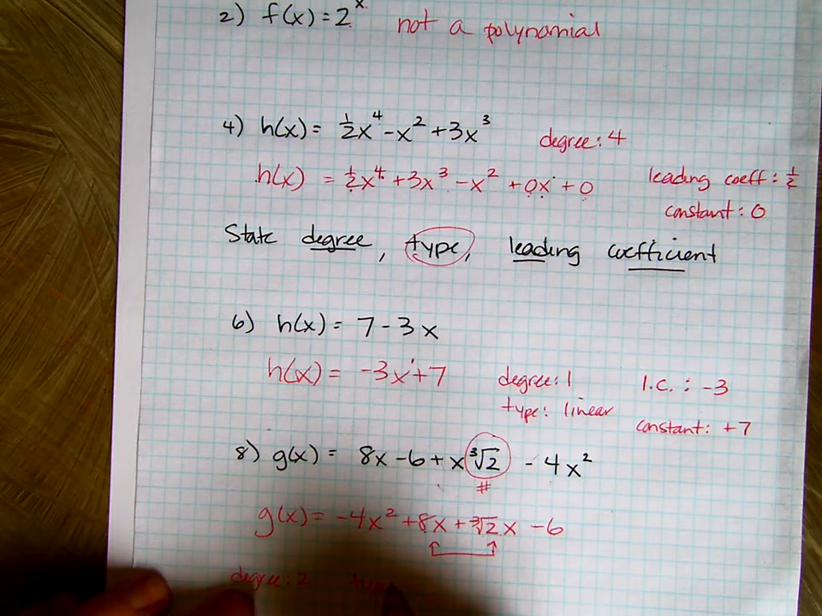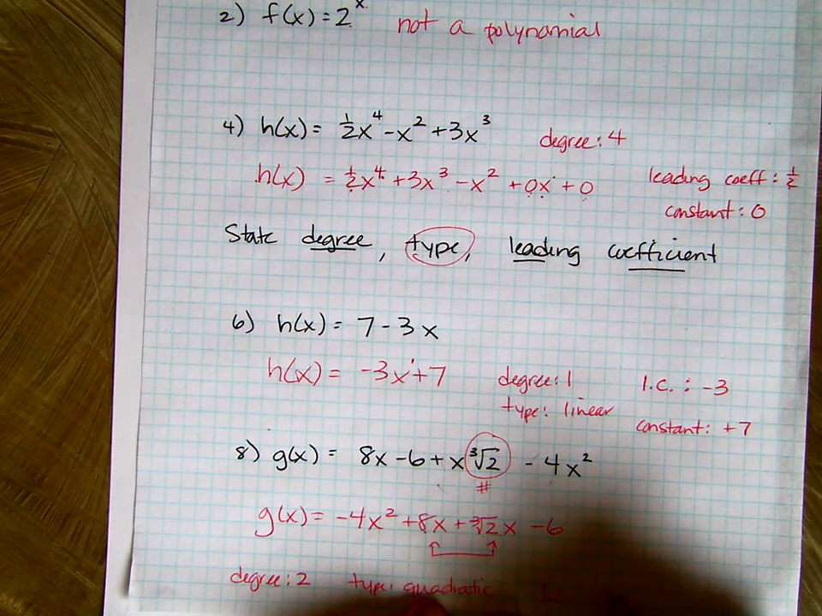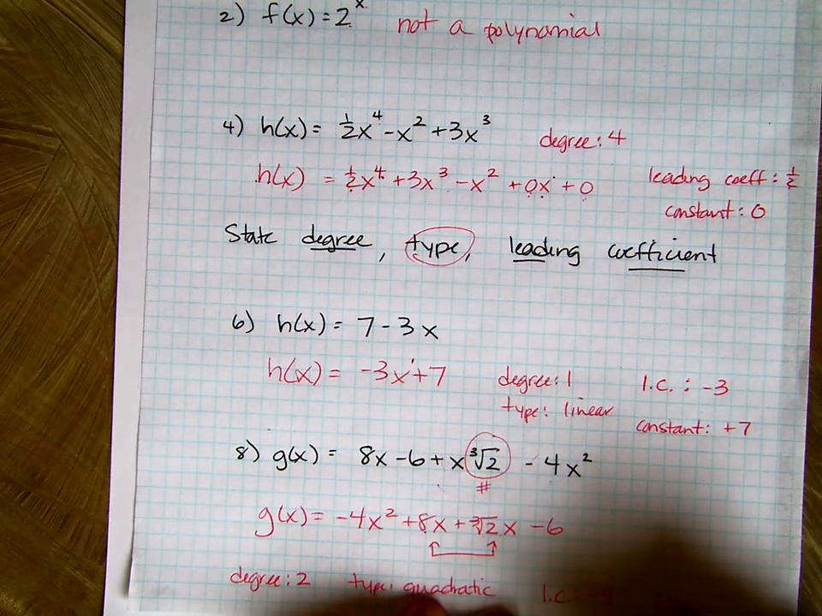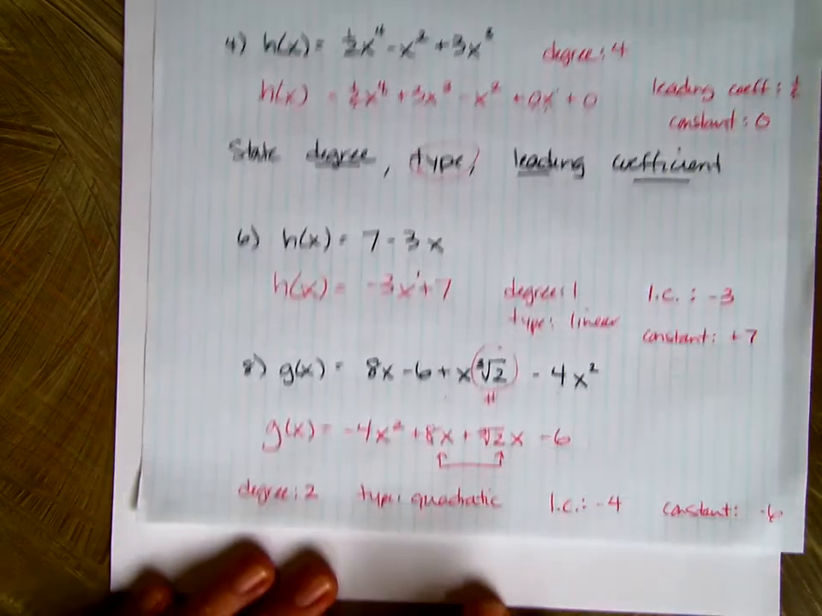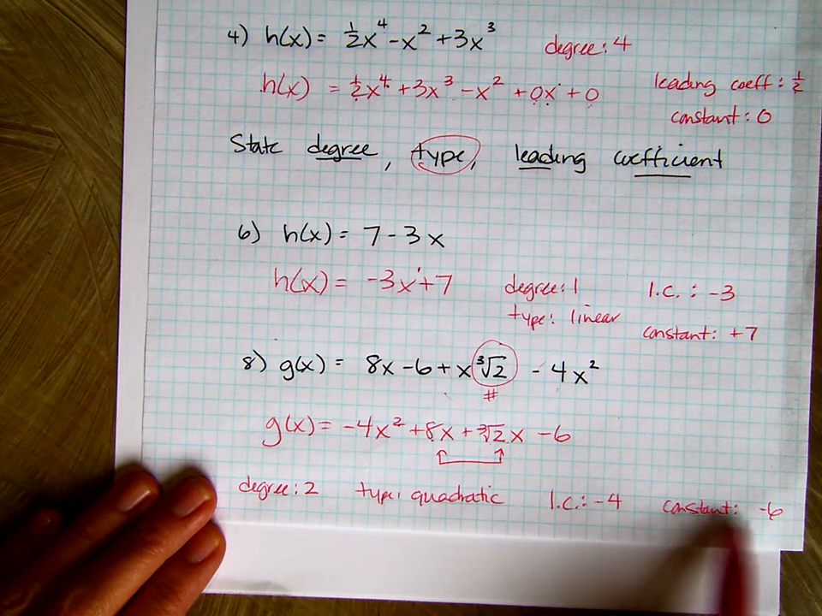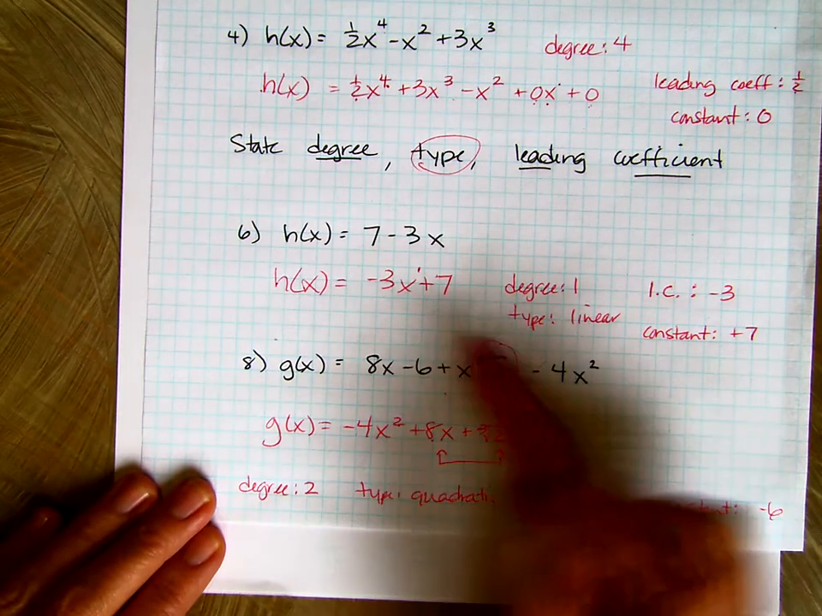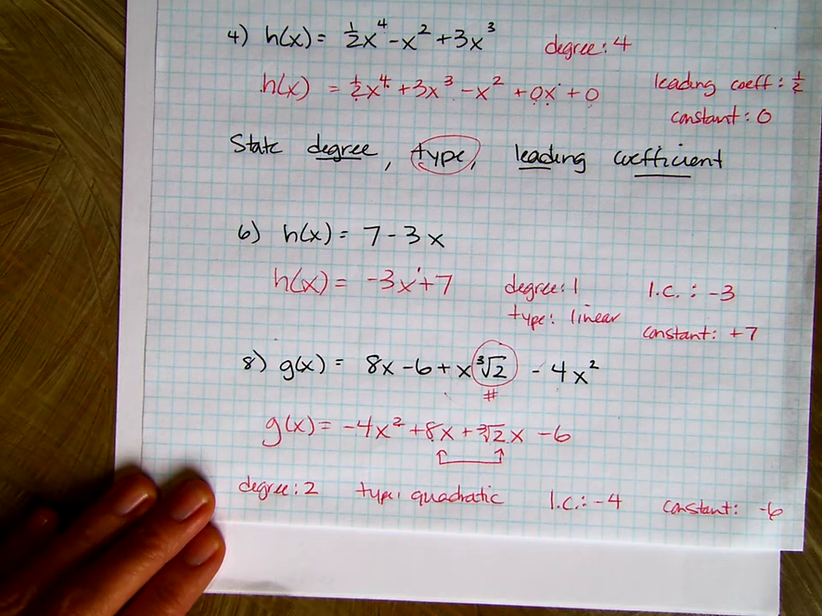We're pretty familiar with that. The leading coefficient then, in this case, would be -4. And I'll just follow up with the constant. That would be a -6. So the degree is 2. The leading coefficient is -4. The constant is -6. But beware of these things that can sort of try to trick you.